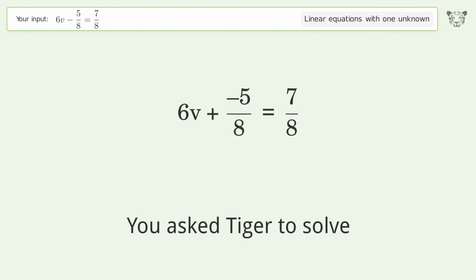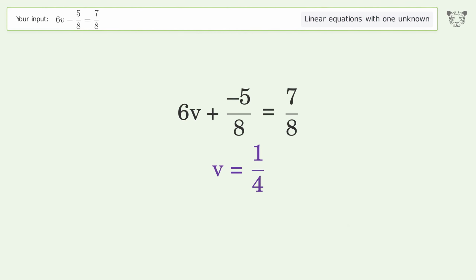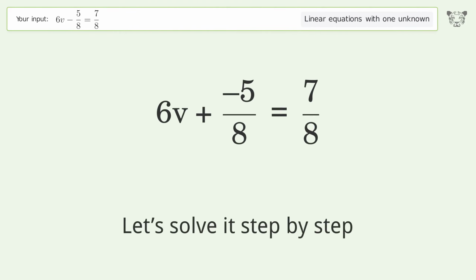You ask Tiger to solve. This deals with linear equations with one unknown. The final result is v equals 1 over 4. Let's solve it step by step.